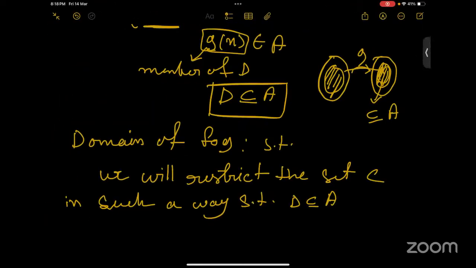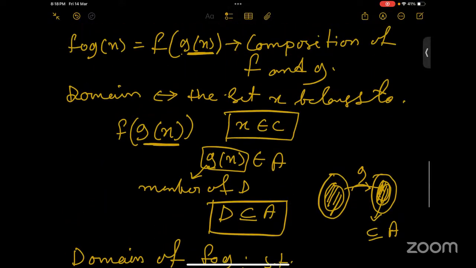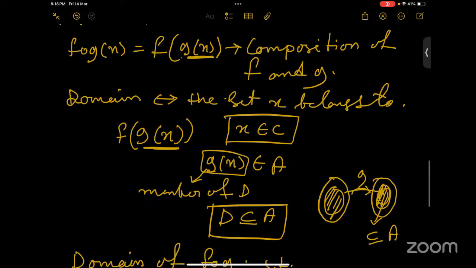Concept we'll revise once again, madam. Can you repeat it? Yeah, sure. Here you are telling D should be a subset of A. But when we see... can you go a little bit up, madam?